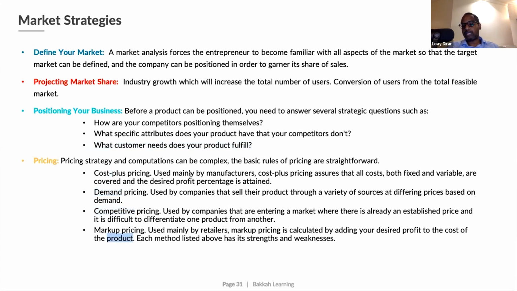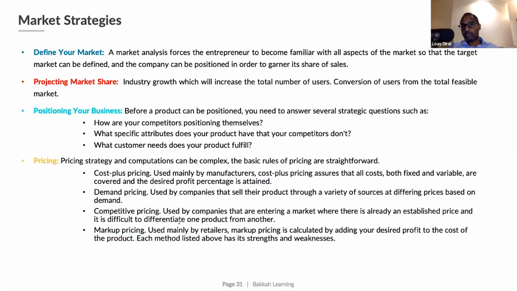Cost plus is used mainly inside manufacturing entities. Cost plus pricing assures that all costs, both fixed and variable, are covered and the desired profit percentage is attained. So this is a way of pricing. Demand pricing is used by companies that sell their products to different channels or various sources at differing prices based on demand. And competitive pricing is used by companies that are entering a market.